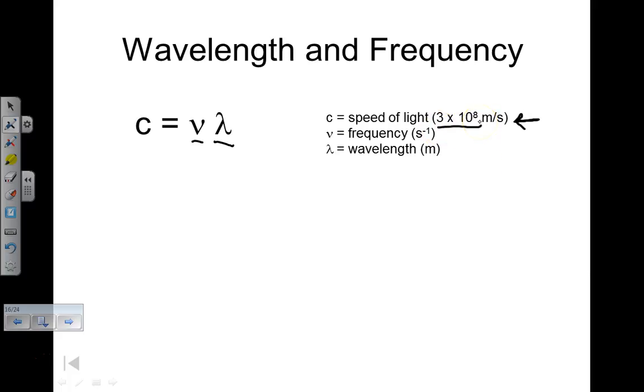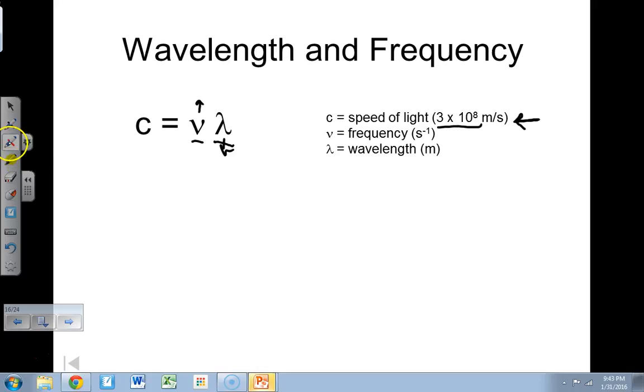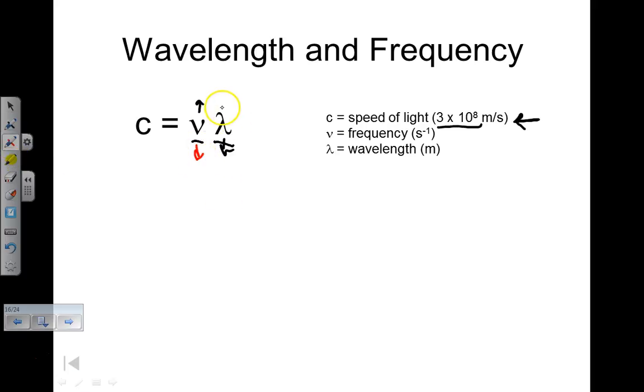If the frequency increases, what has to happen to the wavelength? It has to go down, because this has to stay the same. If one goes up, the other has to go down. And the opposite is true: if this one goes down, then that one has to go up. This is the relationship between wavelength and frequency.